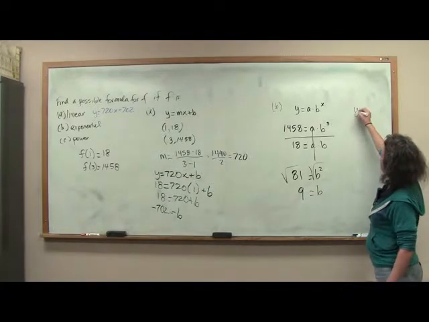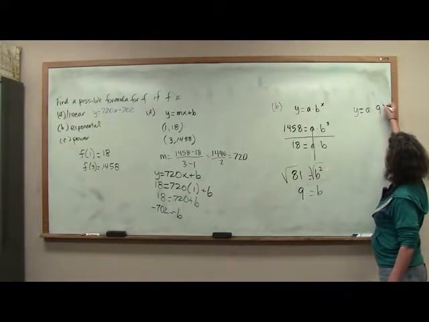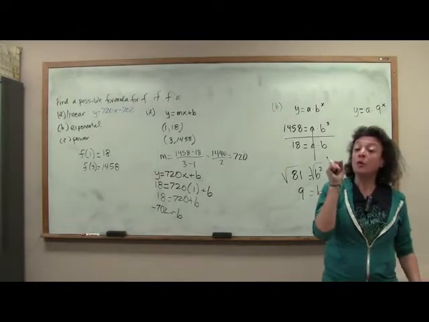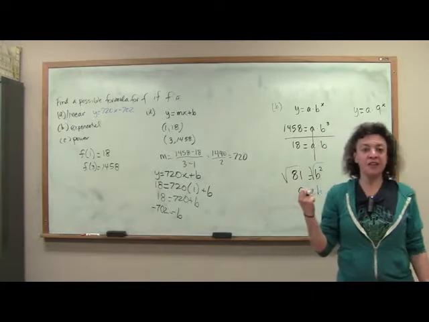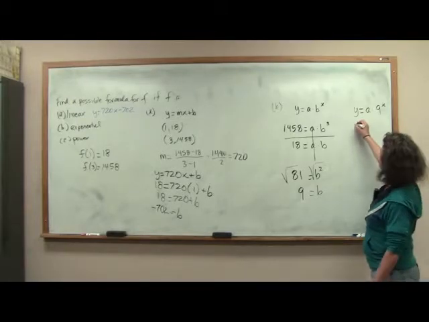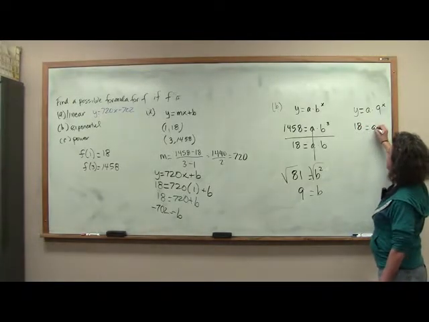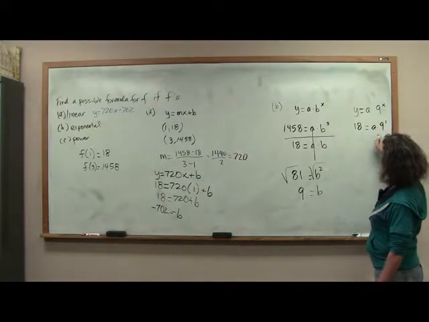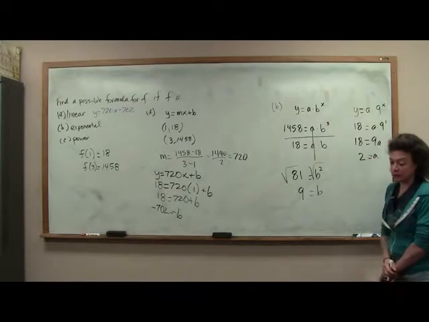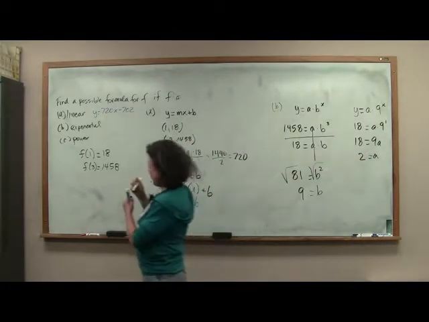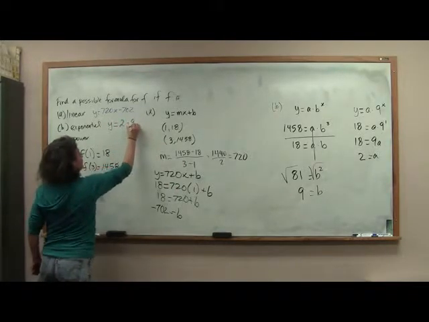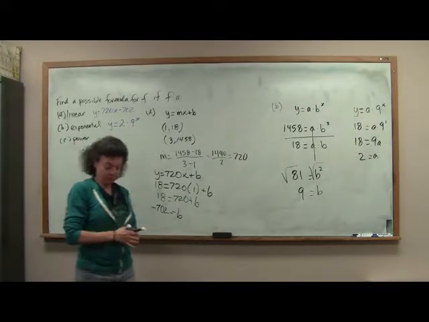So at this point, we have y is equal to a times 9 to the power of x. Now, just like with our line, we plug in one of the ordered pairs to solve for the other unknown. I'm going to take the smaller ordered pair for obvious reasons. So y is equal to 18 when x is 1. So we're solving 9a equals 18. So a is equal to 2. So if this is an exponential function, we have 2 times 9 to the x power.